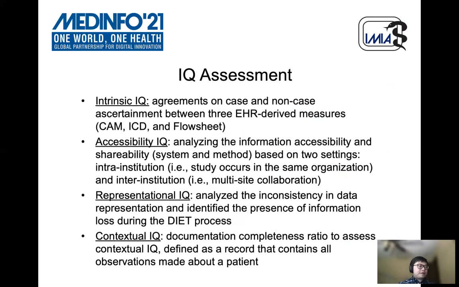Accessibility information quality was evaluated by analyzing information accessibility and shareability across intra-institutional and inter-institutional settings. We also define four levels of accessibility: direct access, adaptive access, partial access, and no access. The specific definitions can be found in the original manuscript.